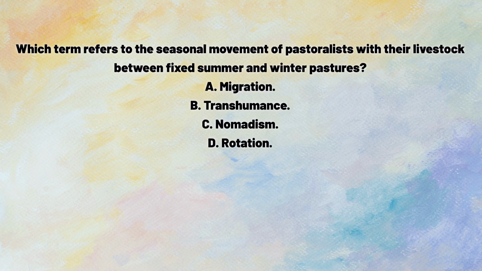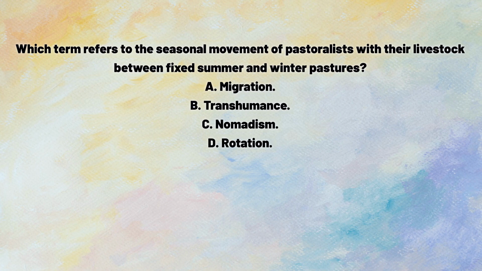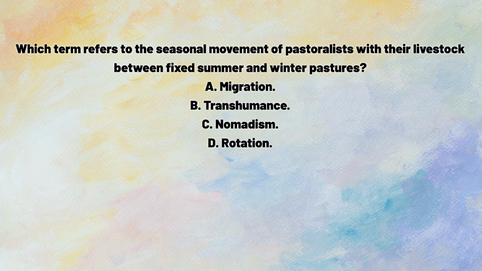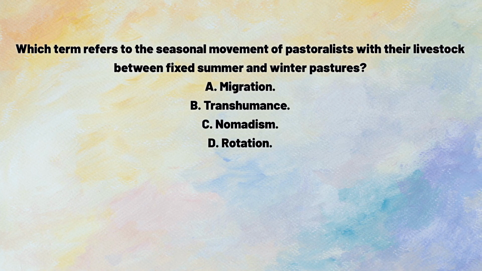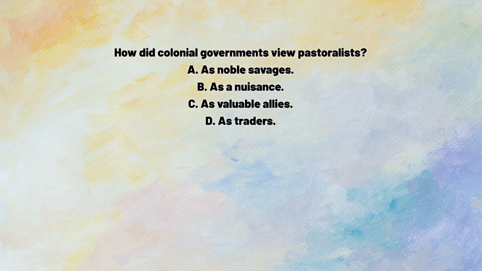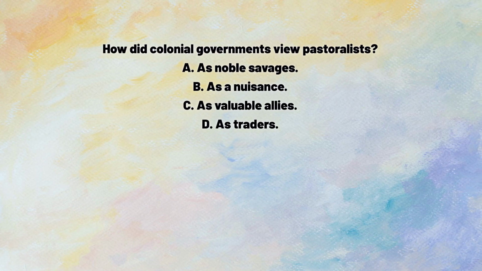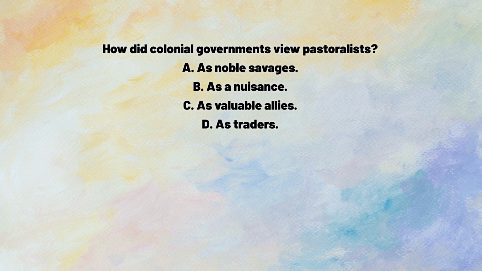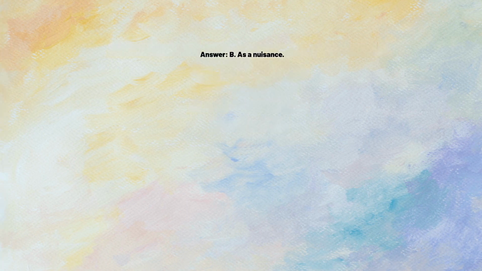Which term refers to the seasonal movement of pastoralists with their livestock between fixed summer and winter pastures? A. Migration. B. Transhumance. C. Nomadism. D. Rotation. Answer: B. Transhumance. How did colonial governments view pastoralists? A. As noble savages. B. As a nuisance. C. As valuable allies. D. As traders. Answer: B.